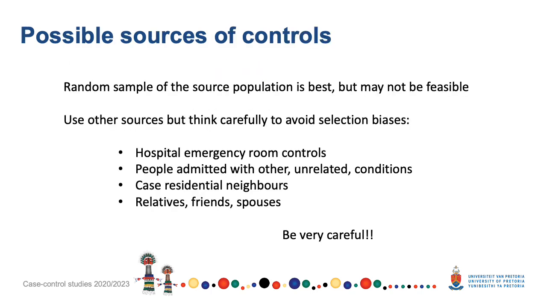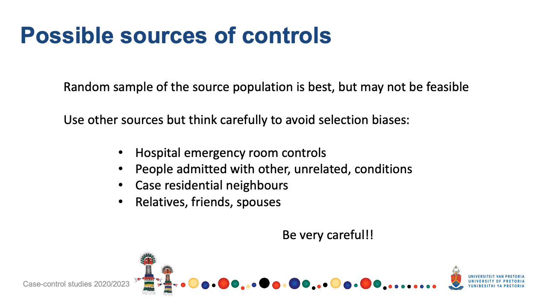For the selection of the controls, a random sample of the source population for the cases would be best, but this is rarely feasible. So we have to use other sources, but think very carefully before you do this in order to avoid the probability of selection biases. You don't want to have a biased result.